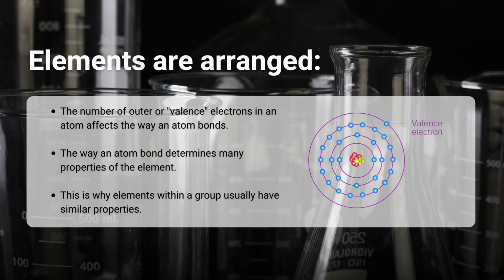The type of bond that forms between atoms determines many of the properties of the element. For example, atoms with a strong attraction for electrons, such as the halogens, tend to form ionic bonds with atoms that have a weak attraction for electrons, such as the alkali metals. This is why elements within a group usually have similar properties: they have the same number of valence electrons and tend to bond in a similar way.